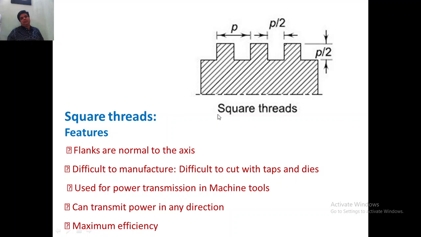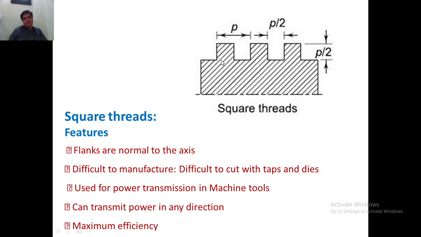So we'll just review some of the important concepts of the different threaded forms. In that we'll see the square thread. As you can see, the face or flanks of the thread are normal to the axis. You can see here, these are the flank or face of the thread. They are perpendicular to the axis. So this is the axis of the thread.